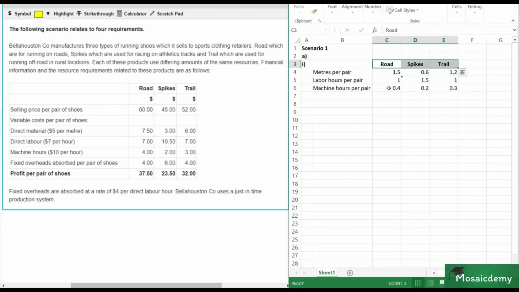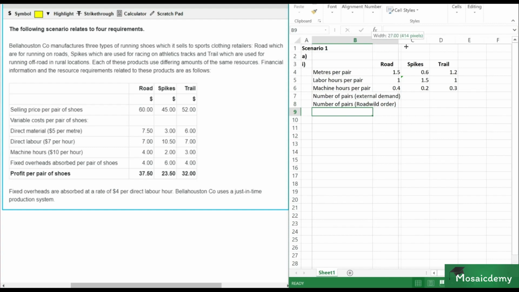Now we'll make a separate table, or rather not a separate table, but we'll have the number of pairs required. So number of pairs, we have the external demand, and we have the number of pairs for the Road Wild order. We'll keep these two amounts separate in case we need to refer to them separately for some calculations.